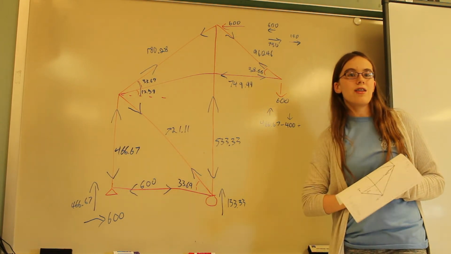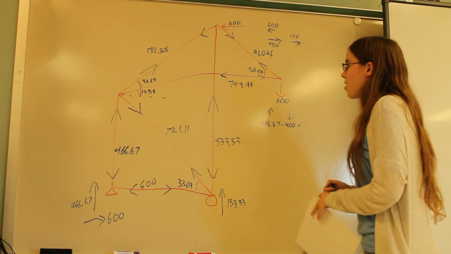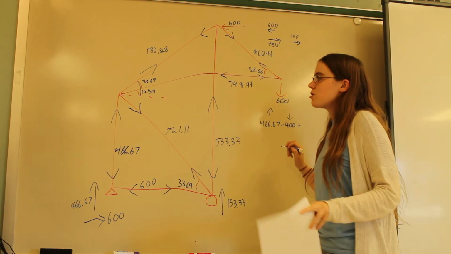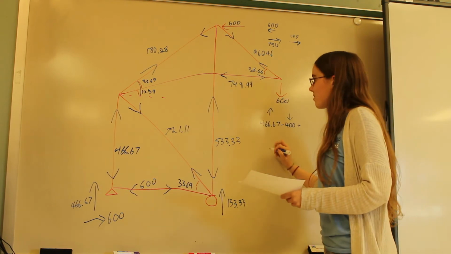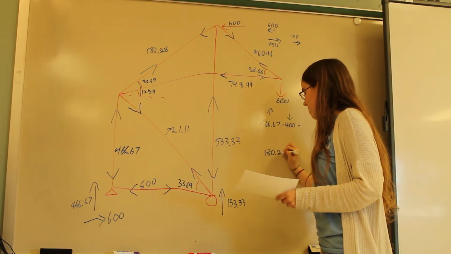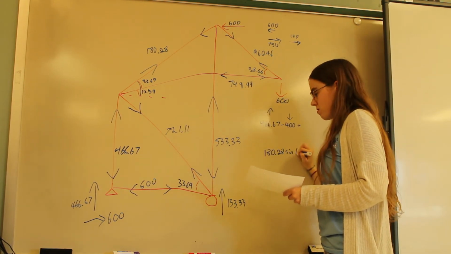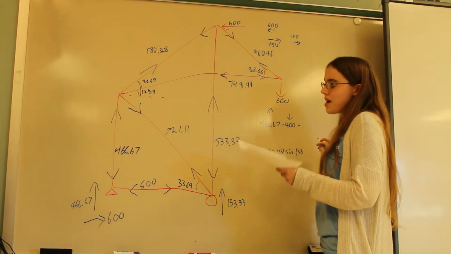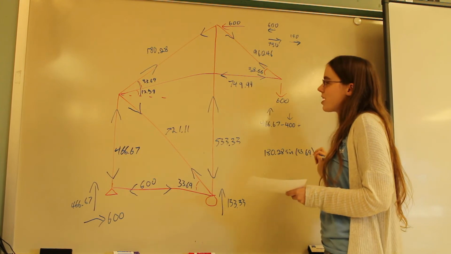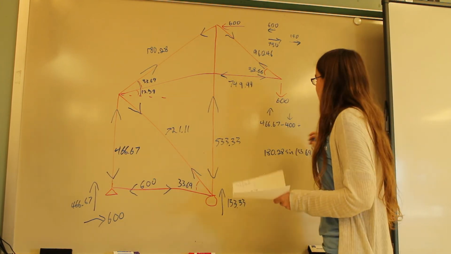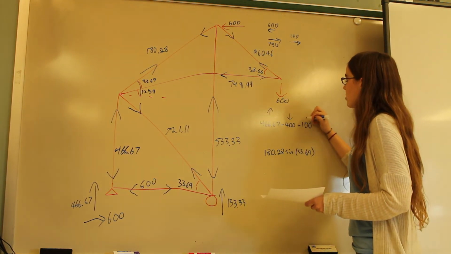Someone with a calculator, can you type in 180.28 sine 33.69? Yeah, like 100 or so. Okay, yeah, I had 100 written down. I just didn't think that was it because it seemed like a good number. Okay, and then plus another 100, which is going up.